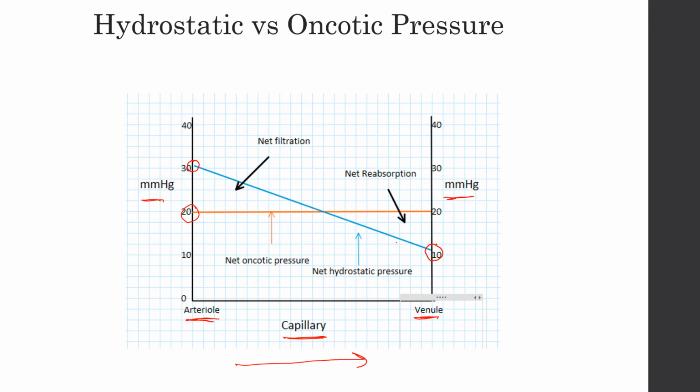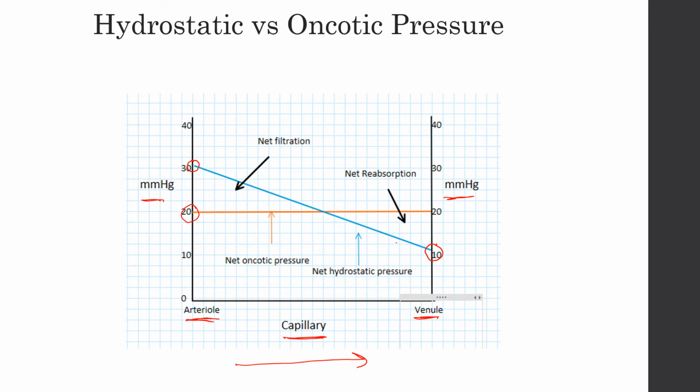28 minus 8 gives 20. And if you recall, those oncotic pressures, both in the interstitial space and the capillary space, don't change throughout the length of the capillary. So that's why you see a nice straight, linear line where the pressure doesn't change, going from 20 millimeters of mercury on the arterial side to 20 on the venule side. That would be the net oncotic pressure throughout the capillary. So this is representing those net pressures.